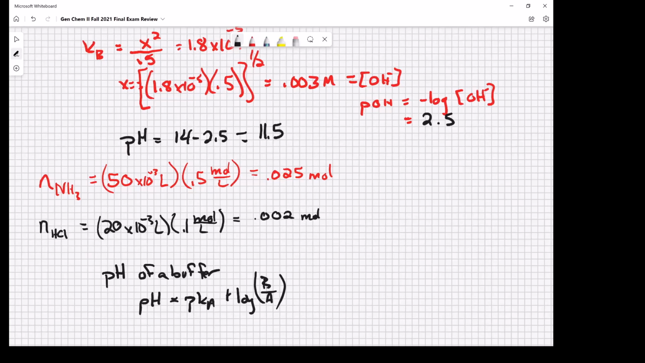So we know how much base, we know how much acid. Now we need a pKa. We got a pKb. Do we know a relationship between them? Well, we know that Ka times Kb equals K water. Or if we take the negative log of both sides, we get pKa plus pKb has to equal 14.